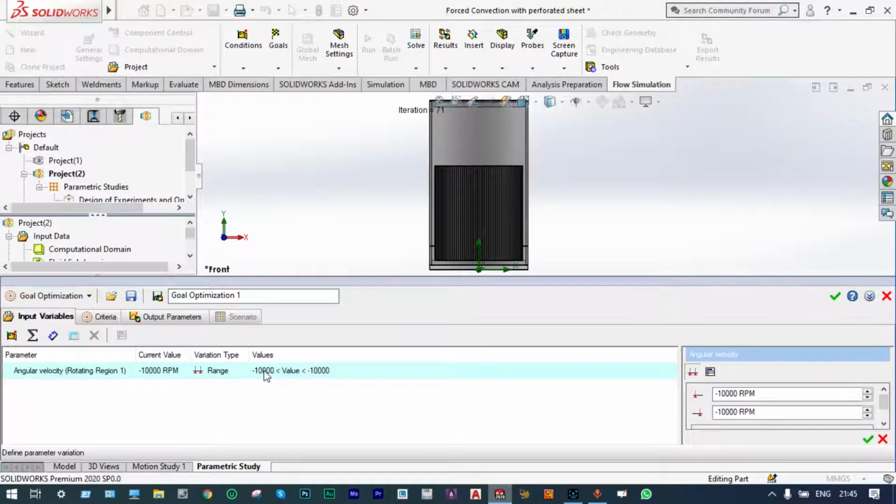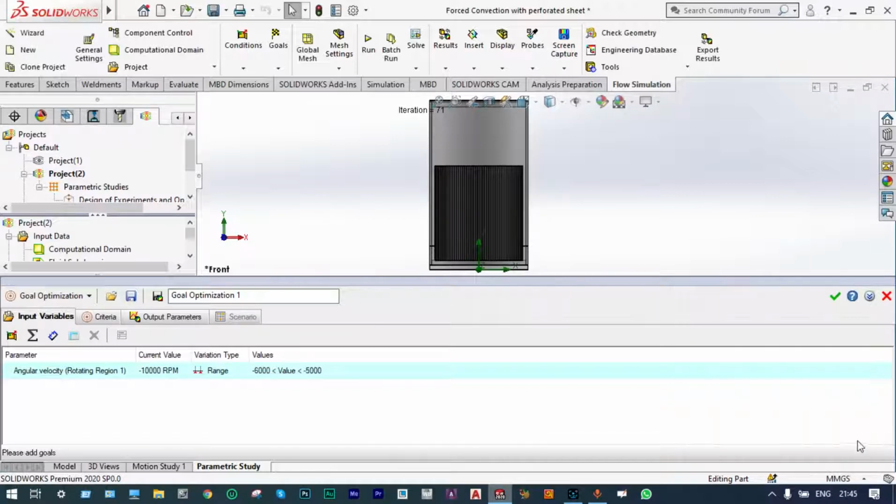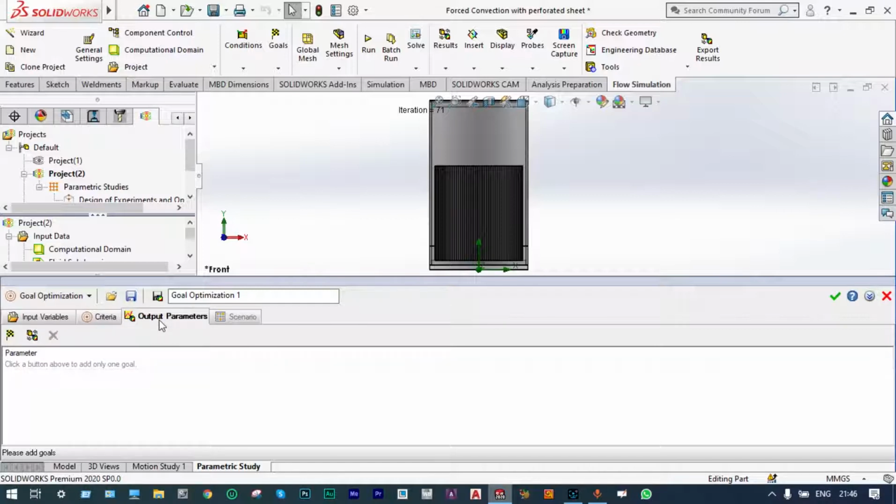So we can define this range from minus 6000 RPM to minus 5000 RPM. Here the minus sign actually indicates direction. It will be in the anti-clockwise direction. The angular velocity of the fan is specified. Next to that, you have to select that goal. Let us see the output parameters, and it is dependent on goal.